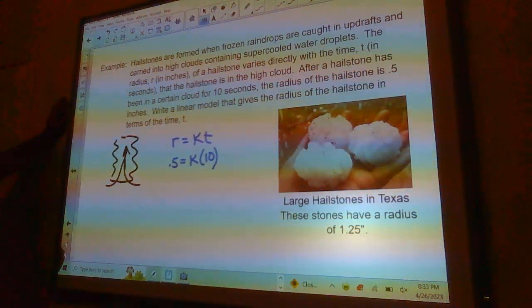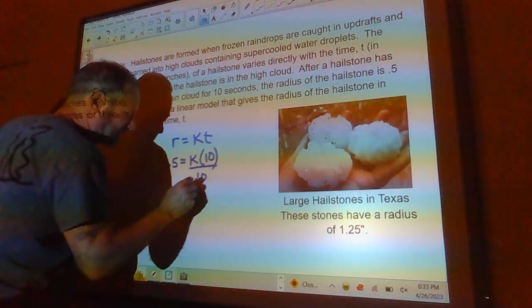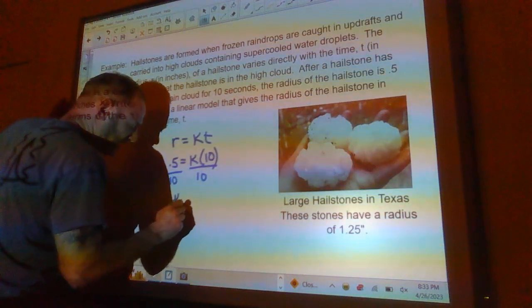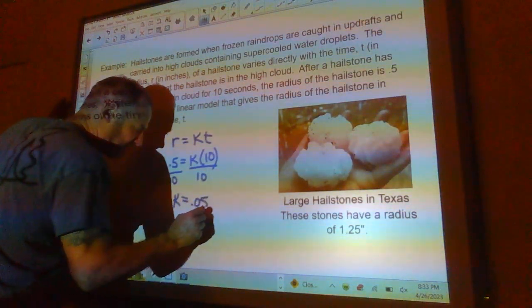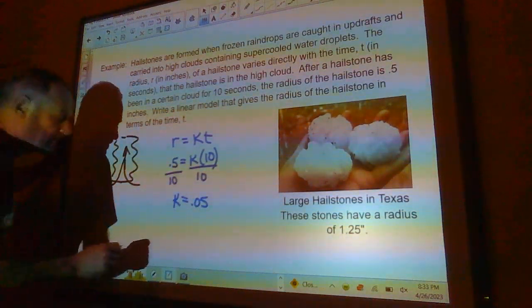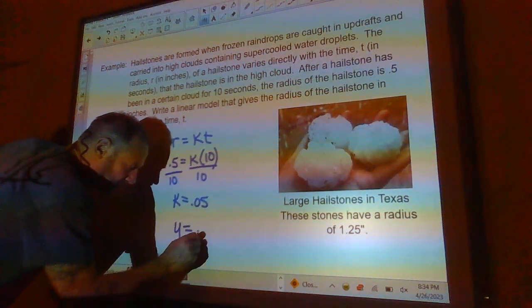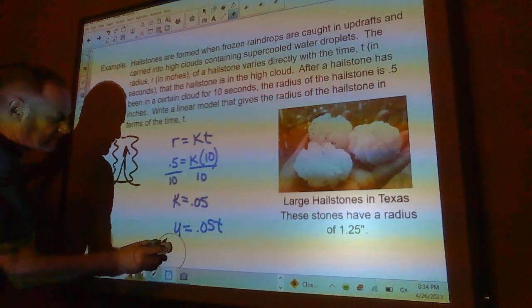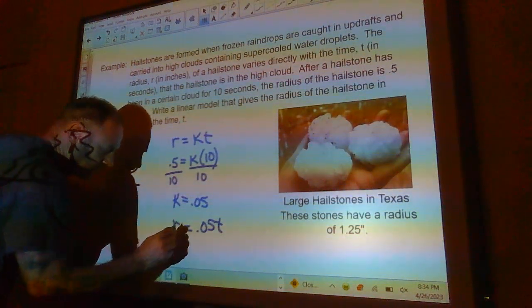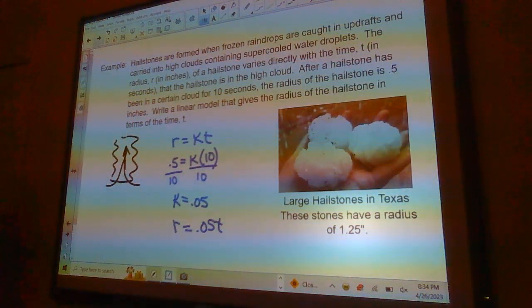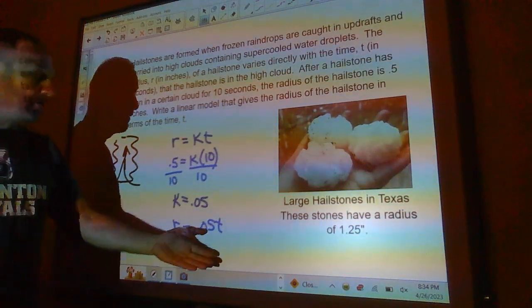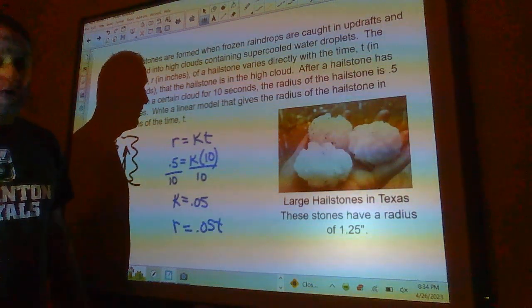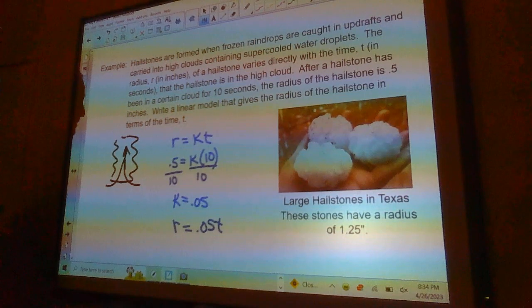Now I can figure out what k is, because I can divide both sides by 10. k is going to be 0.05. So I can write my equation now. y is going to equal 0.05 times t, or I was going to use x, but I guess it's r, equals 0.05 times t. Now, I can put any time I want in there. I can calculate how big the hailstone is going to be.